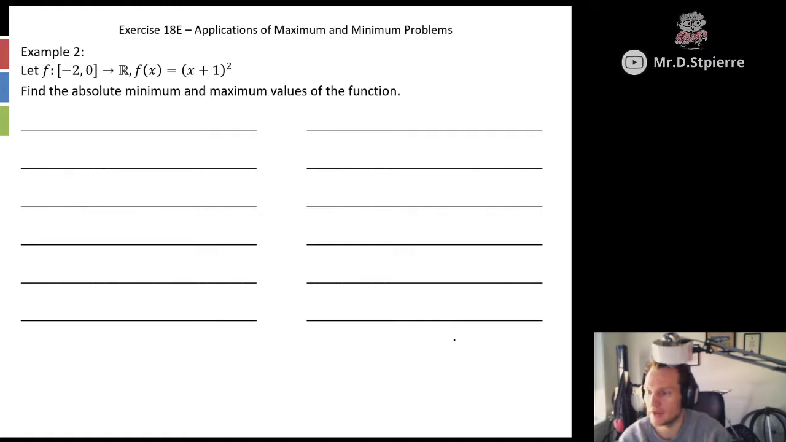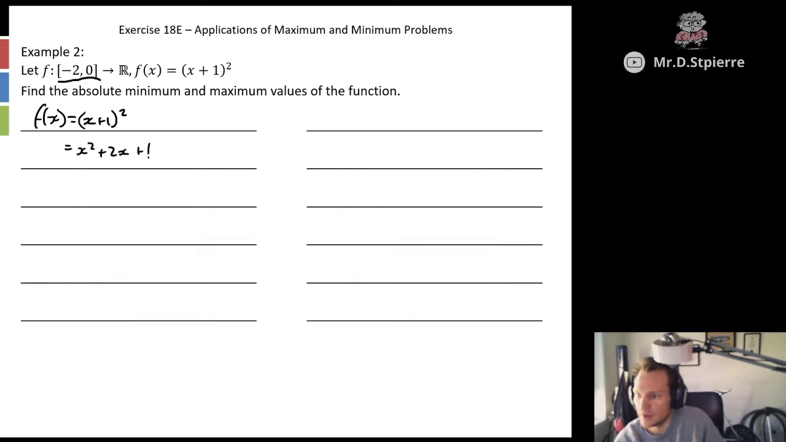But let's now have a look at this case. Find the absolute minimum and maximum values of the function where f of x is equal to x plus 1 all squared, given the domain between -2 and 0. I'm going to expand that out just so I can find the derivative. So we get x squared plus 2x plus 1. So f dash of x is equal to 2x plus 2.